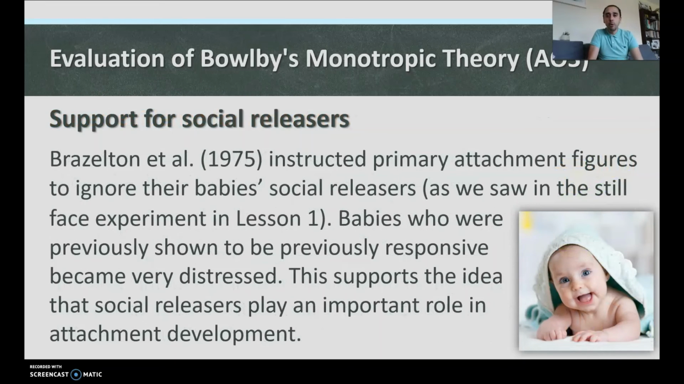But there is support for social releasers. In lesson 1, we learnt about some of these social releasers. Brazelton et al. instructed primary attachment figures to ignore the baby's social releasers, as we saw in the still face experiment in lesson 1. Babies who were previously responsive became very distressed, right? When the mother wasn't reciprocating the emotions, the baby became very upset. This supports the idea that social releasers play an important role in attachment development.